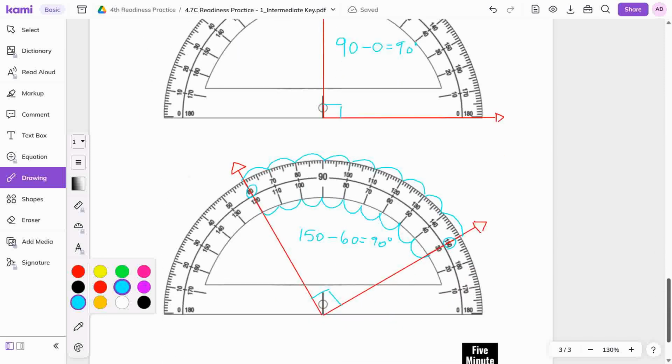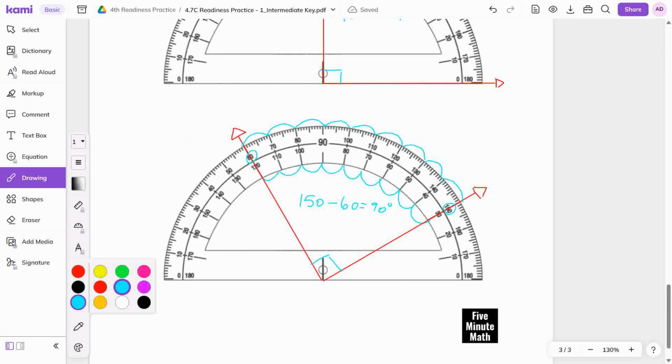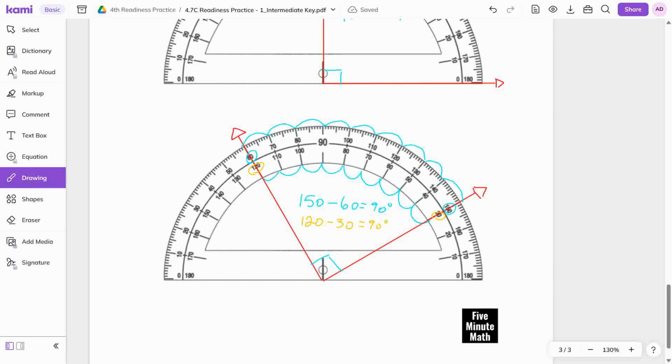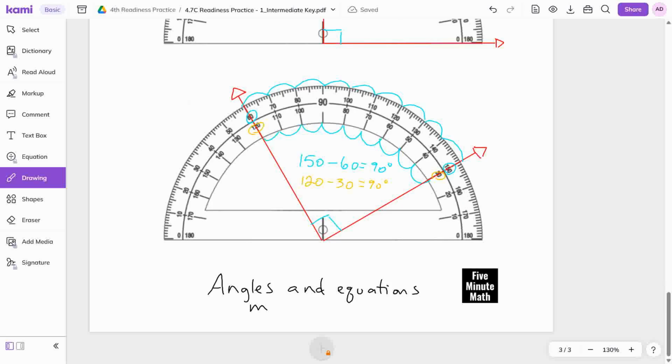Or we could also have done inside, inside. And so we'll do that with orange. We could have done 120 and 30. You only need one of these, but I'll show you both. Either way you look at it, you're going to end up with 90 degrees. And so your angles and equations may vary because as long as they're 90 degrees, they're fine, but you might not have chosen to put your rays on the exact same numbers that I did.